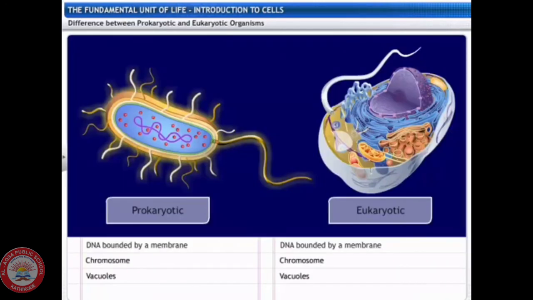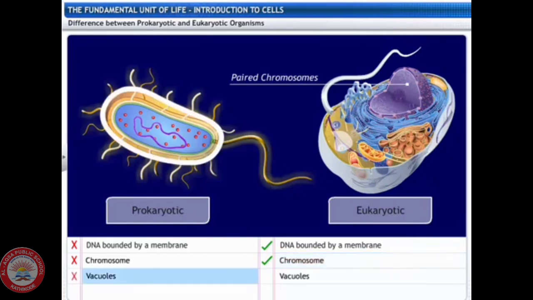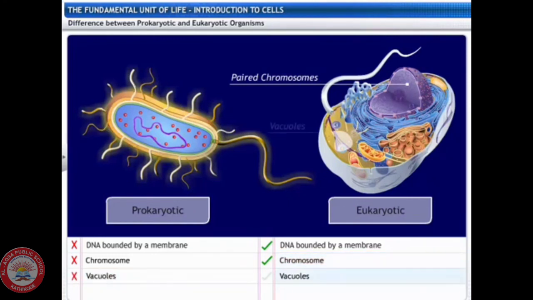Now let us see the differences between prokaryotic cell and eukaryotic cell. Prokaryotic cell, the size is generally small, whereas in eukaryotic cell, the size is generally large. In prokaryotic cell, the nuclear region is not well defined and is known as the nucleoid. The nuclear region in eukaryotic cell is well defined and surrounded by a nuclear membrane. The chromosome in prokaryotic cell is single, whereas there are more than one chromosome in eukaryotic cell. Membrane-bound cell organelles are absent in prokaryotic cell, whereas it is present in eukaryotic cell.